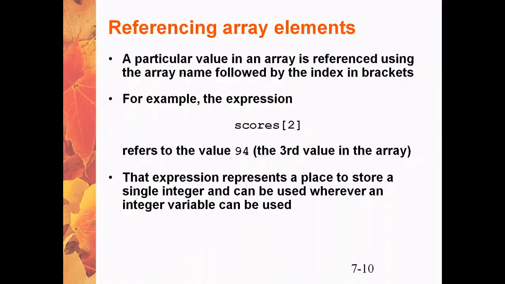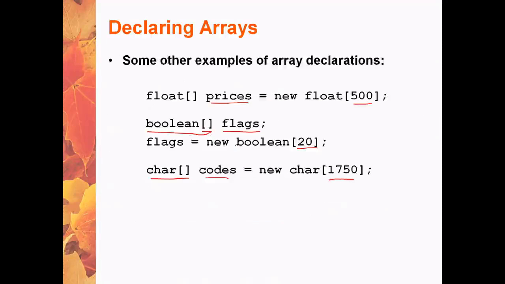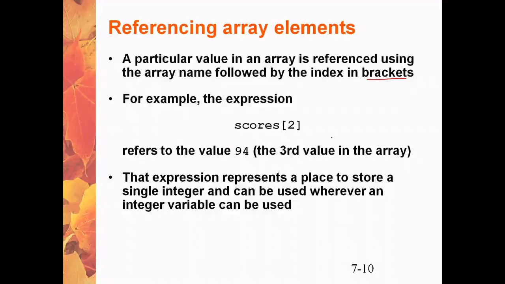A particular value in an array is referenced using the array name followed by the index in the brackets. So to refer to an element in an array, we use the index values of an array. Say I want to refer to this particular value, 94. How can I refer to the 94 value? I can use the index. Look at this example here.